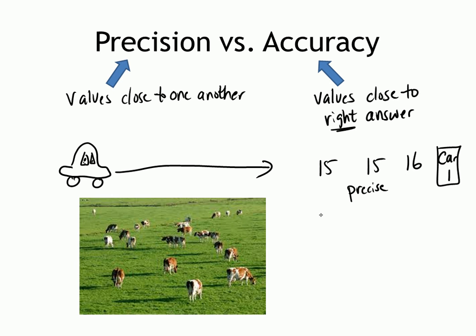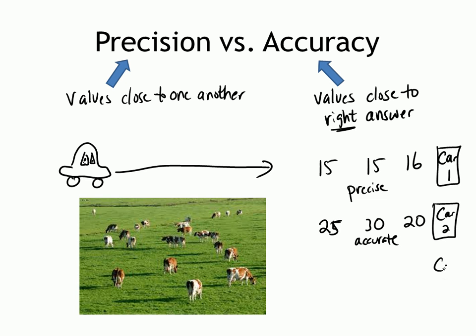All right, so let's say car number 2 drives by, and one person says 25, another person says 30, another person says 20. Okay, the right answer is actually 25. So this car was pretty accurate. The average of those three is right on the right answer. Okay, the average of those three is 25, which is the right answer. So this is an accurate group. But they're not very precise because they didn't agree with each other. Okay, so that's car number 2.